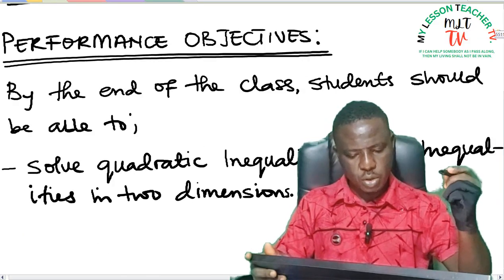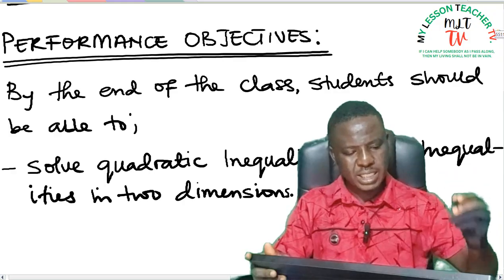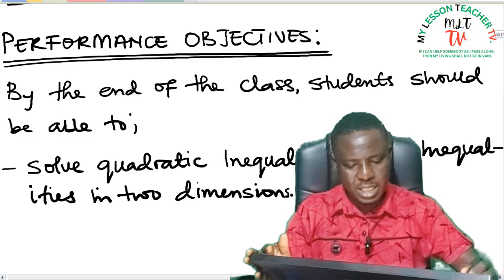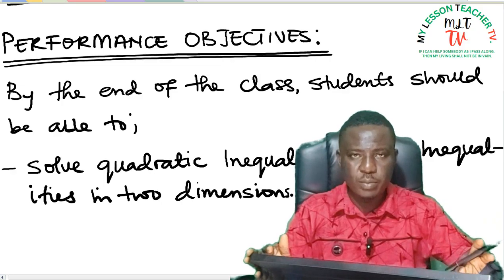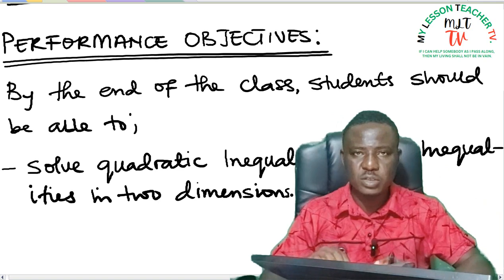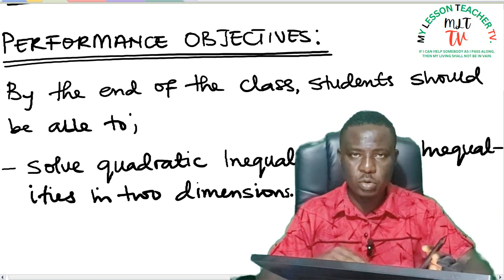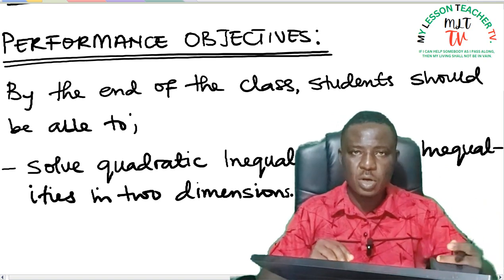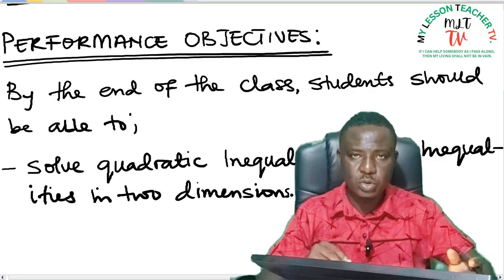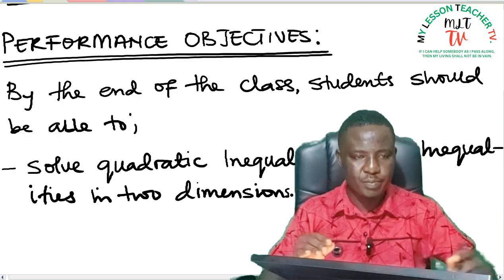In today's class, we have been able to solve quadratic inequalities. In our next class, we shall look at inequalities in two variables. This is inequalities in one variable where we have just values of x, one unknown, x. But in the next class, we shall solve quadratic inequalities where we have two unknowns, x and y.